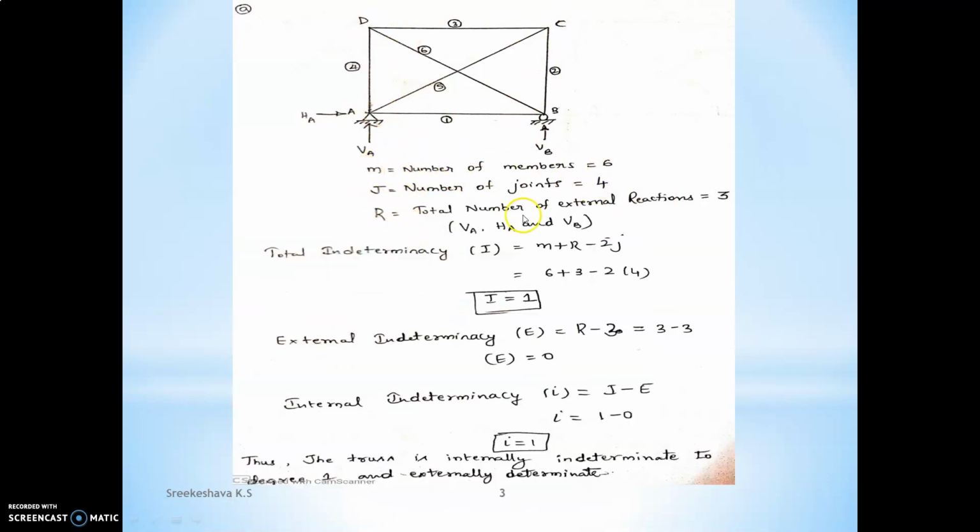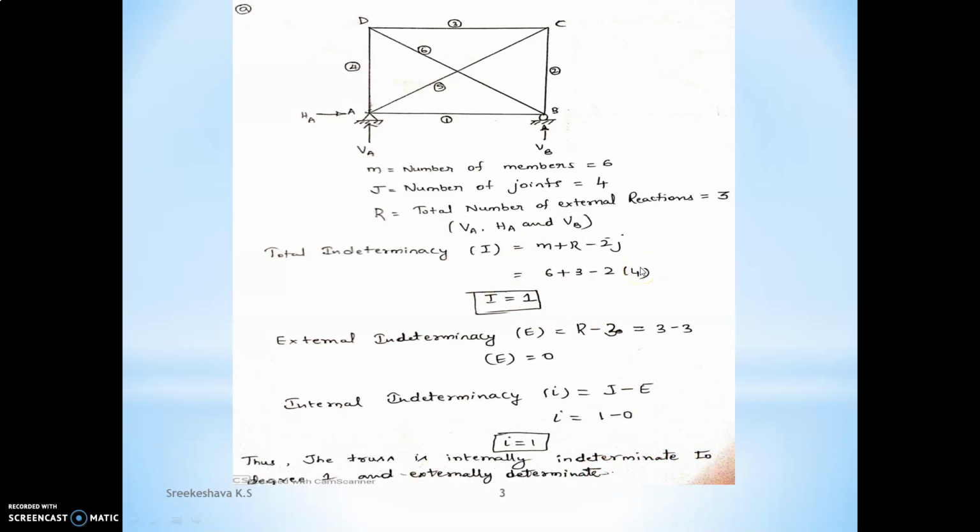Once you have computed the required parameters, substitute in the final equation I equals M plus R minus 2J. You are getting I equals 1. Now compute external indeterminacy using the equation R minus 3. You are getting 0. Internal indeterminacy is total indeterminacy minus external indeterminacy. You are getting 1. So the given truss is internally indeterminate to degree 1 and externally determinate.